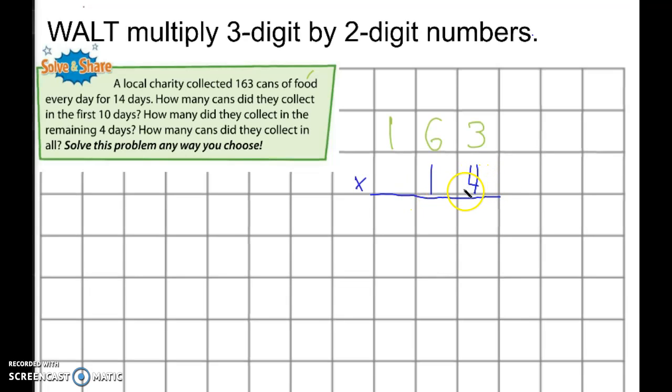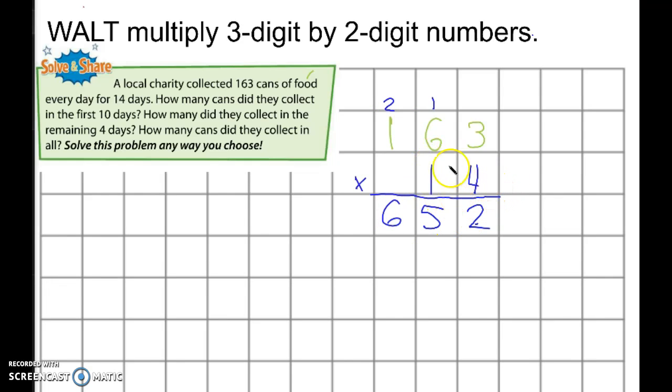Okay, so we're going to start with the 4. And if we remember, we have to regroup sometimes. So we're going to do 4 times 3, and that equals 12. So I put the 2 down here. I regroup that 1. So that's a 10. 4 times 6, 24, plus 1 is 25. And then again, I'm regrouping that 2. So then 4 times 1 is 4, plus 2 is 6.